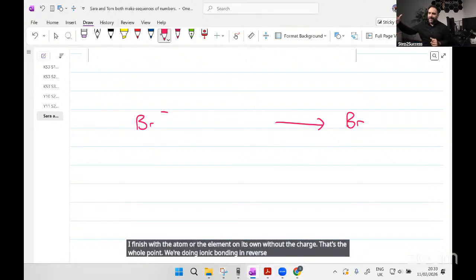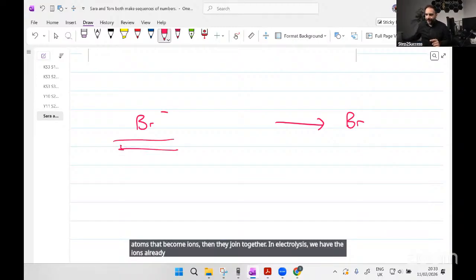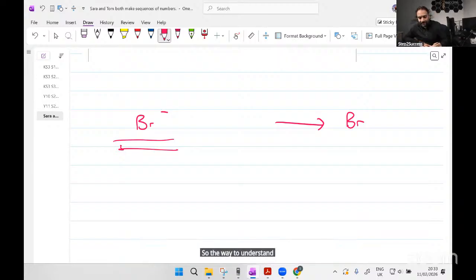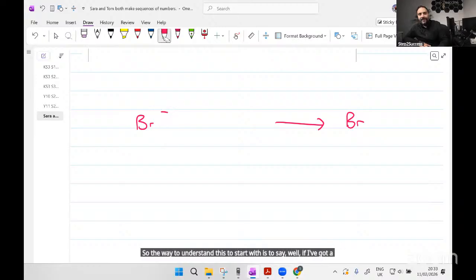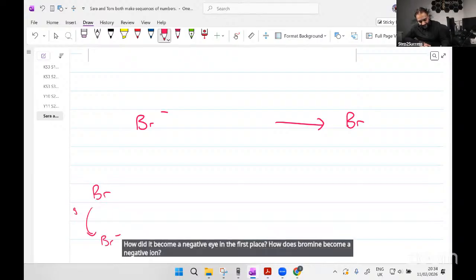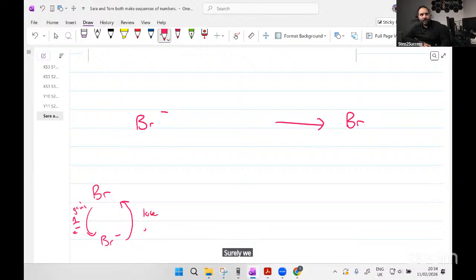In ionic bonding, we have atoms that become ions, then they join together. In electrolysis, we have the ions already, and we're turning them back into what they were to begin with. So the way to understand this is to ask, if I've got a negative ion, how did it become a negative ion in the first place? How does bromine become a negative ion? It gains one electron because electrons are negatively charged. So if we're going backwards, surely we need to lose one electron. And that's what we do.